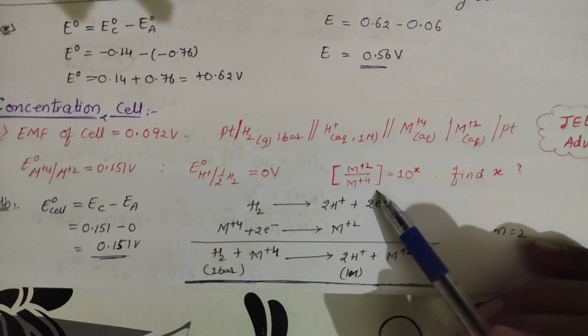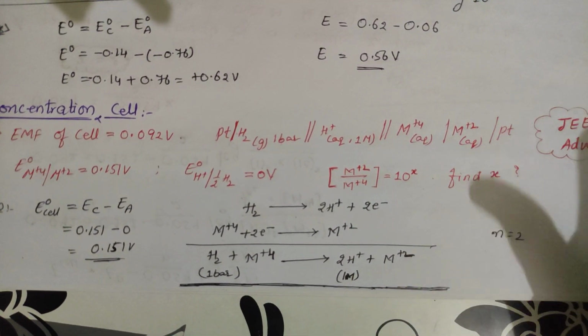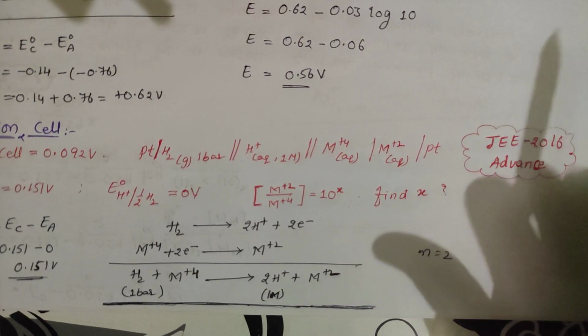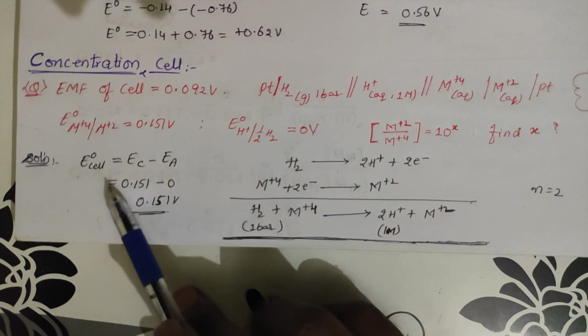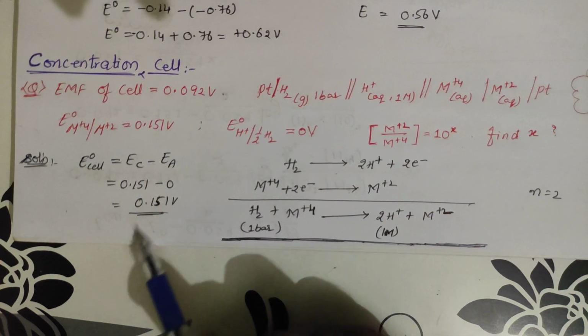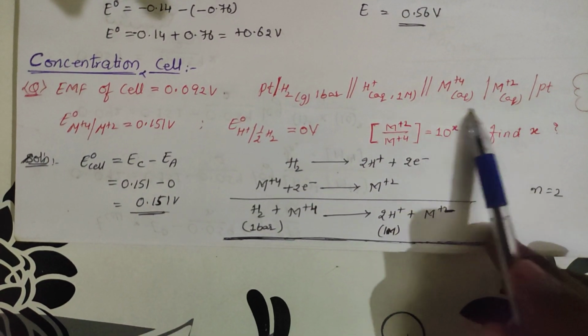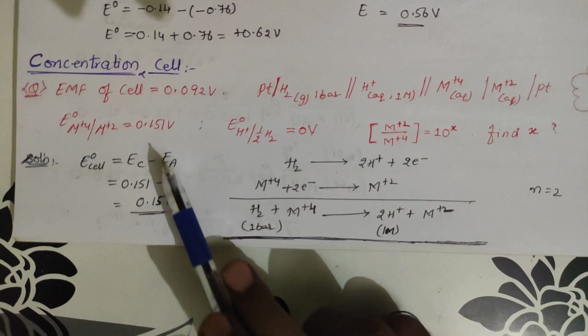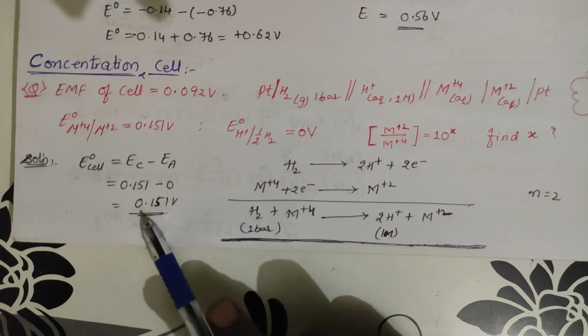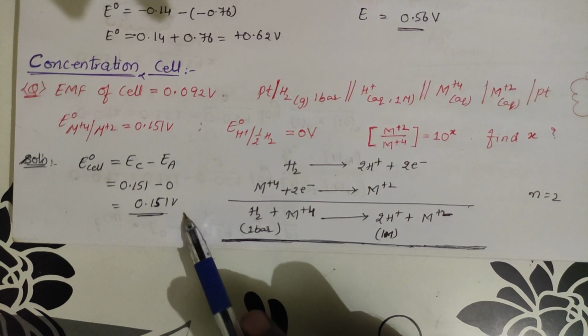So M plus 2 by M plus 4 is equal to 10 power x. Find the value of x. This is the question that came in JEE Advanced 2016. If you want the E naught of the cell, that is E cathode minus E anode. What is the cathode here? This one, the RHS, so this is 0.151, minus the LHS, which is 0 volt. So the E naught of the cell is 0.151 volt.